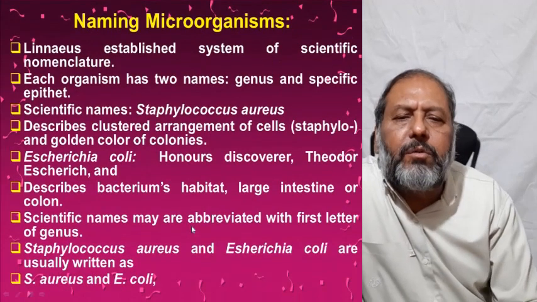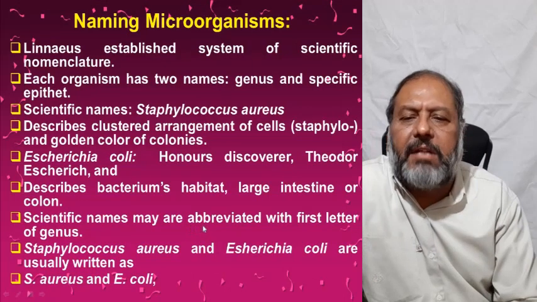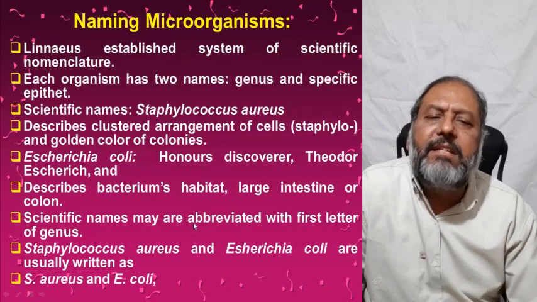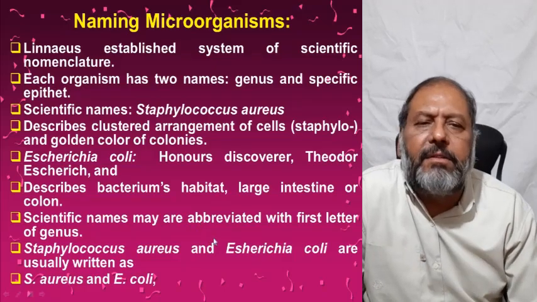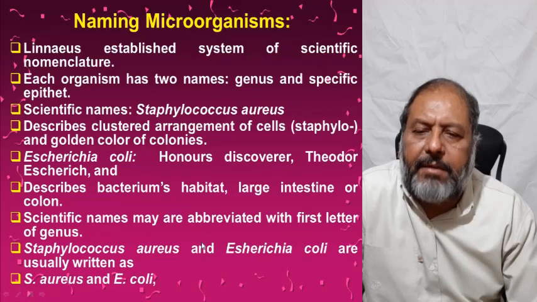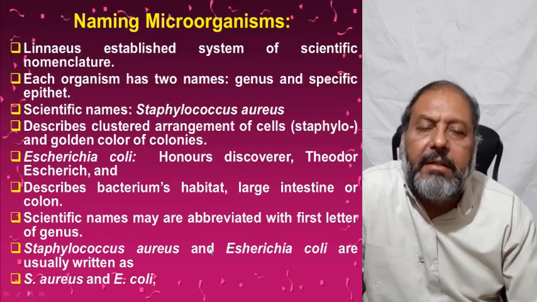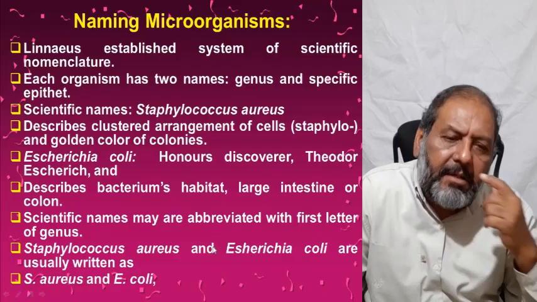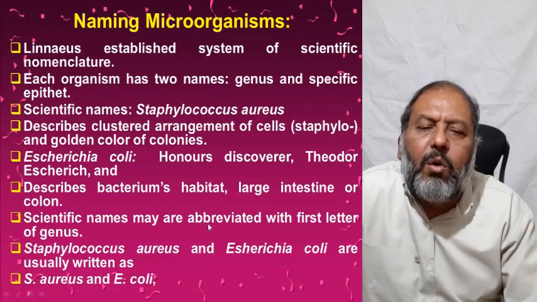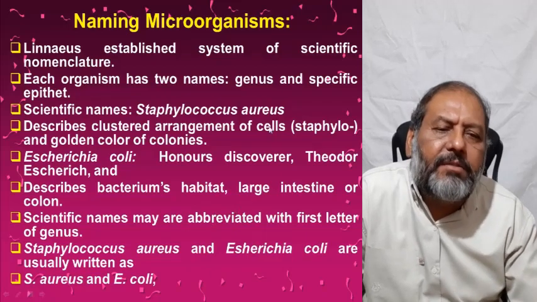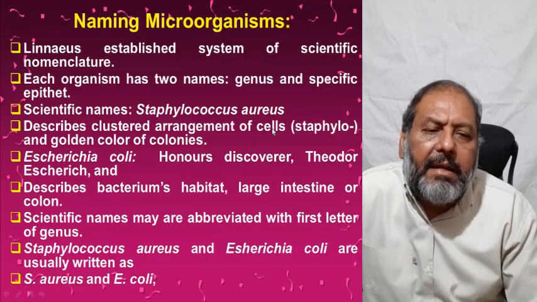Now, how are you going to name the microorganism? Linnaeus established the system of scientific nomenclature. Each organism has two names. One is the genus and the other is the specific epithet. A scientific name is Staphylococcus aureus. It describes the clustered arrangement of the cells. Staphylo means clusters, and the golden color of the colonies is the aureus. So that's why it is called golden, aureus.